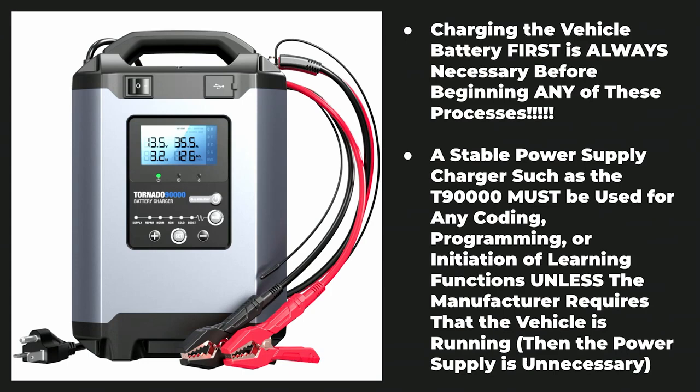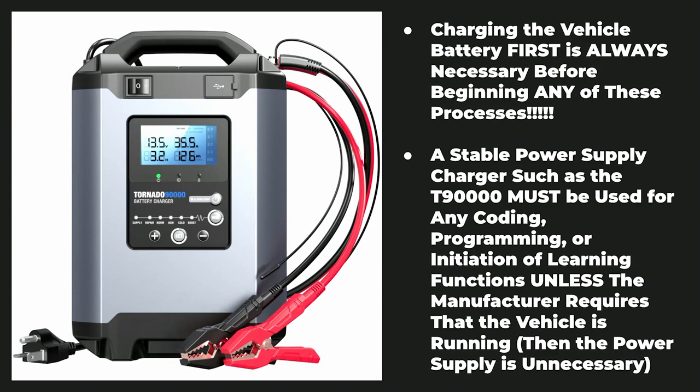Then, after we've charged the battery, we hook up our T90,000. We set the voltage to something reasonable, which the alternator would normally put out. So let's say 13.5 is often a very reasonable number. And then we set the amperage limit. And of course, this has a maximum amperage output of 90 amps.